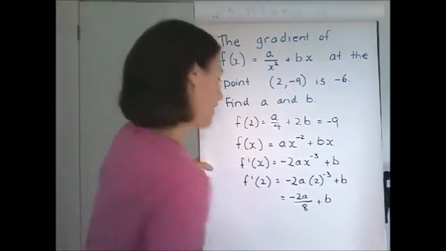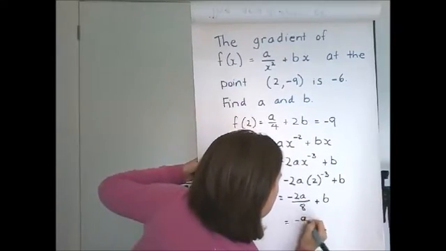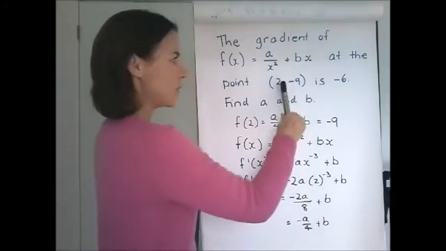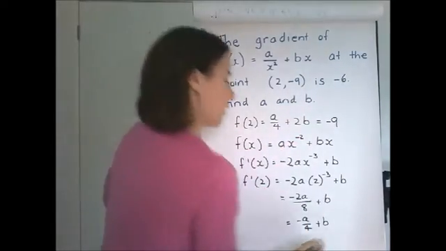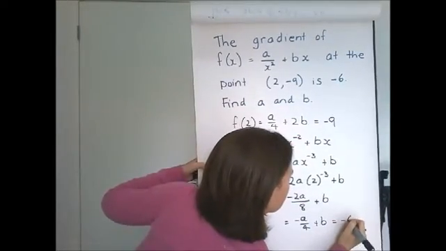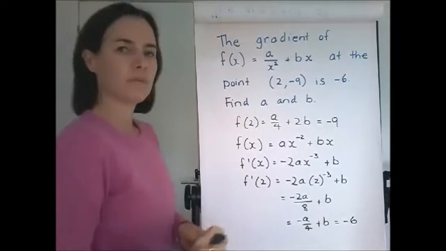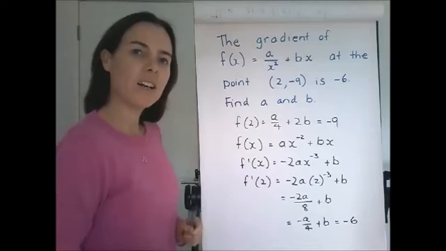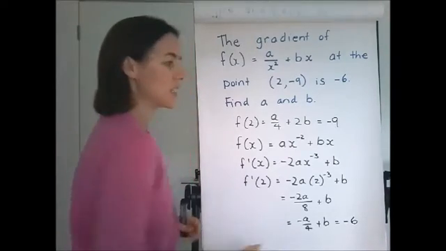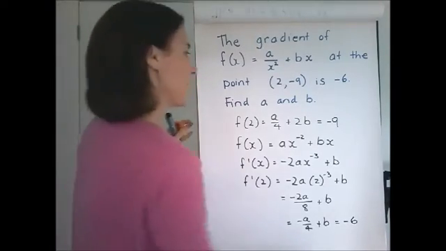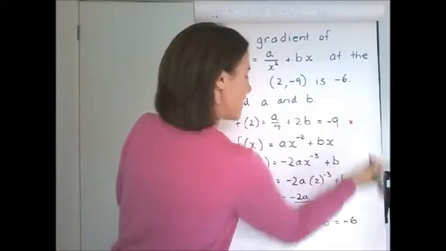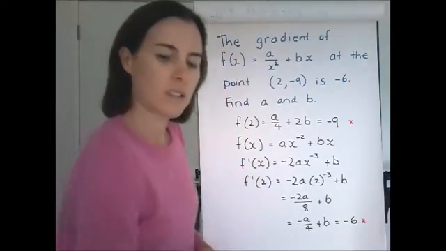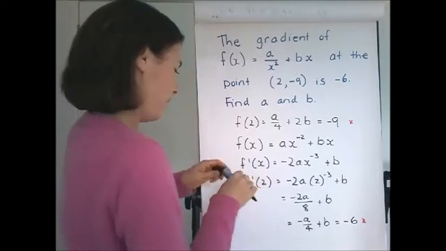We can simplify that: -a over 4 plus b. And we knew all along what it equals. It's equal to -6. We need to find the values of a and b, and we've now got them contained within two equations, which we will have to solve simultaneously. One here and one here. So I shall do that over the page.